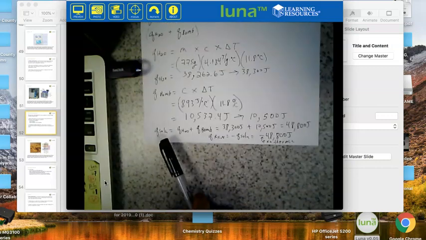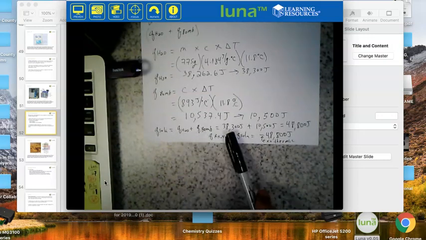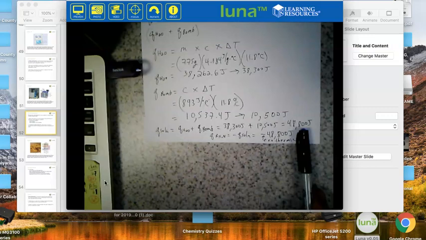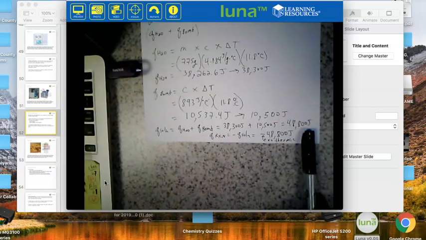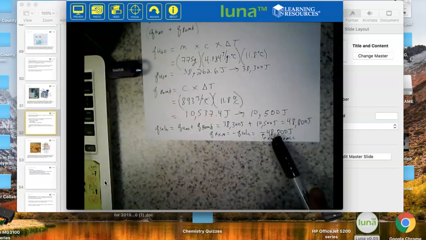All right, so the heat of my solution is going to be the heat of the water plus the bomb. And so I add these two together to get 48,800 joules. Okay, so that's for the heat of the solution. So the heat of the reaction is the same value with the opposite sign, right? Which is a negative 48,800 joules.